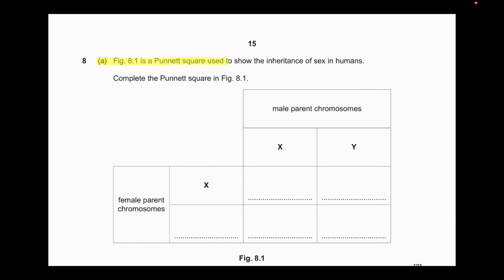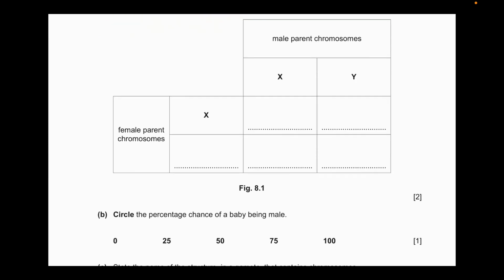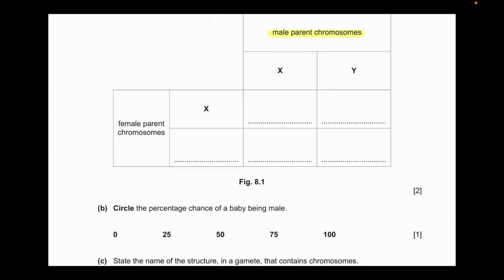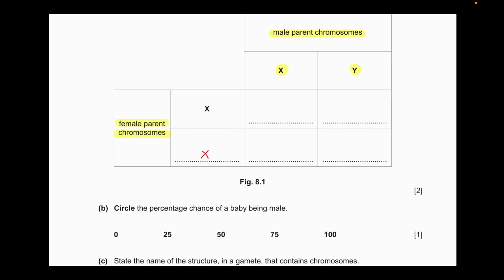Figure 8.1 is a Punnett square used to show the inheritance of sex in humans. Complete the Punnett square in figure 8.1. So male parent chromosomes are X and Y, and female parent chromosomes will be X and X. So the next generation will be XX, XX, XY, XY.